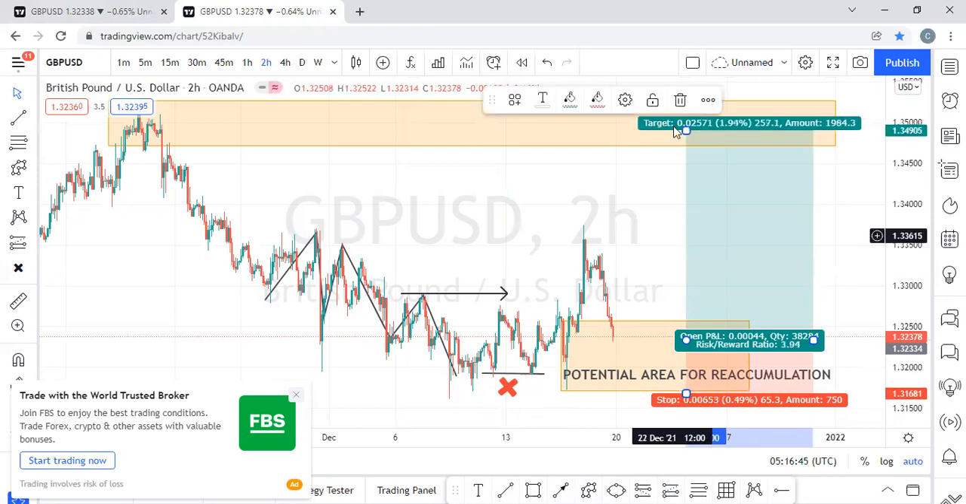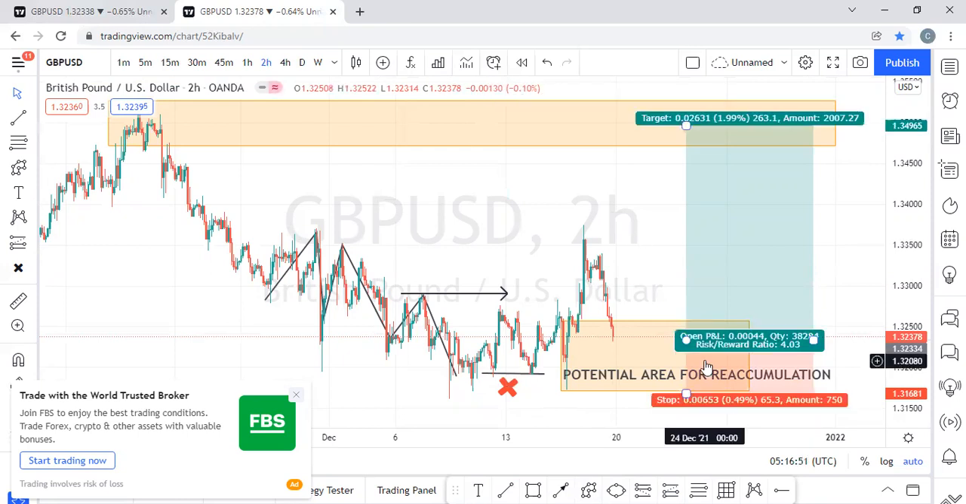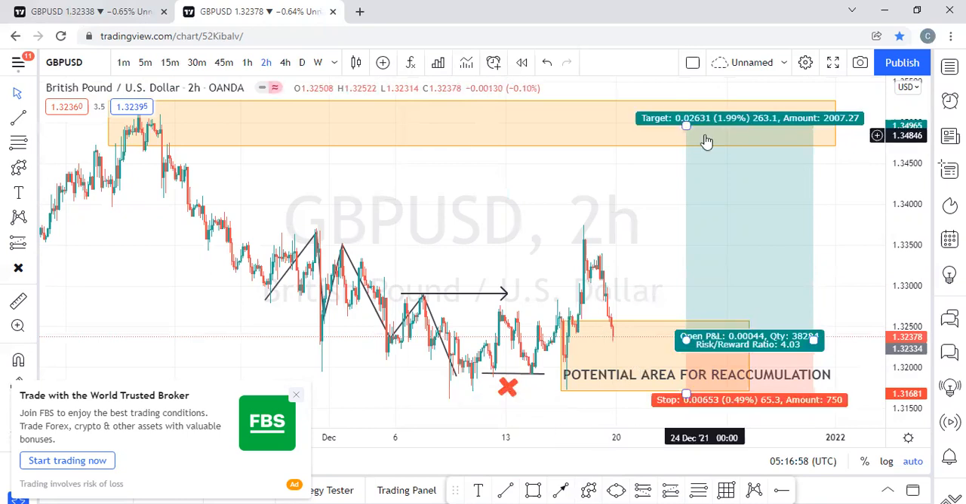As you can see, this is a 1:4 trade, and it can be less than that. It can be 1:5, 1:6, depending on your entry. We look out for an entry at this zone. Your first TP should be around there, right?